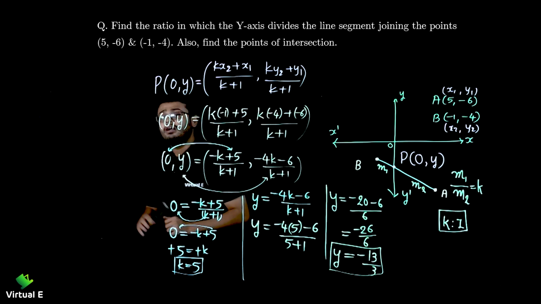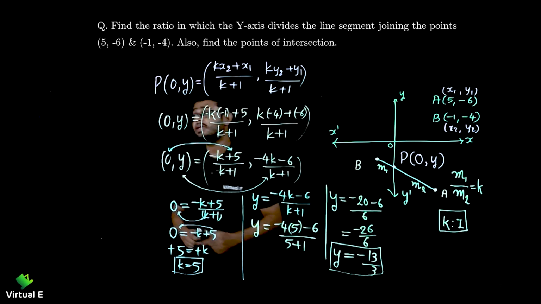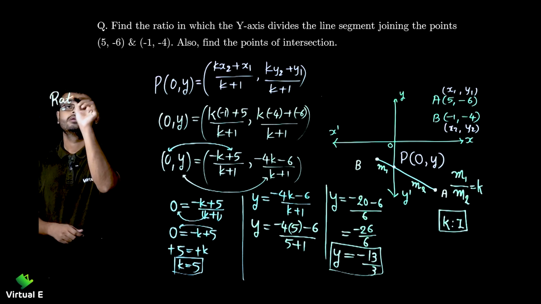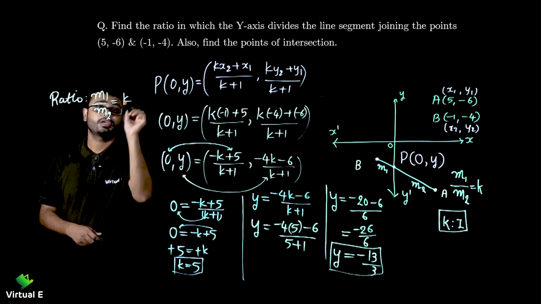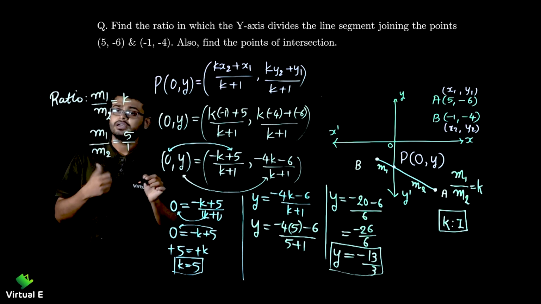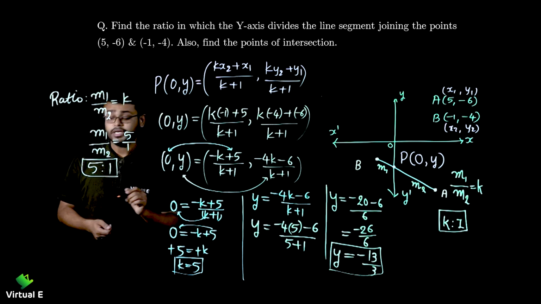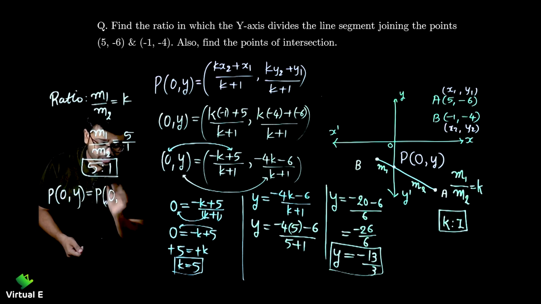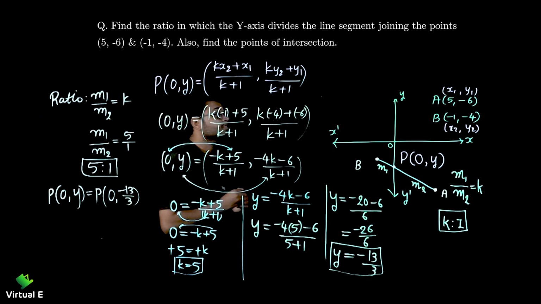I have two values with me, the value of K ratio, which is 5, and the value of Y, minus 13 by 3. So my final answer, let's write the answer. The ratio is m1 by m2 is equal to K. So m1 by m2 is equal to 5. Can I write 1 in denominator? Yes. So my ratio is 5 by 1. And my point is P(0, y), which will be P(0, minus 13 by 3). So this is the case.